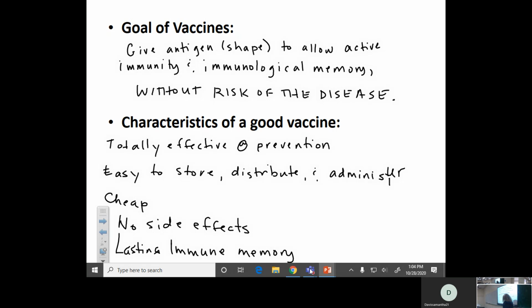No vaccine has all of these. There is no perfect vaccine. Obviously, flu vaccines aren't totally effective at prevention, and they don't give lasting immune memory, but they're still worth it overall.